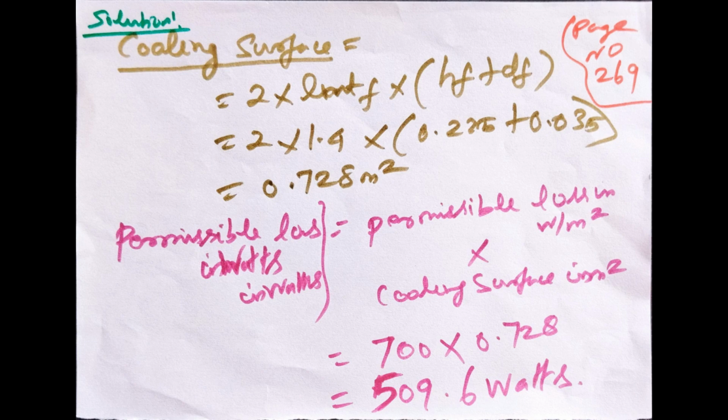Continuation of solution. Cooling surface is equal to 2 into LMTF and bracket of HF plus DF. 2 into 1.4 into 0.235 plus 0.035 is equal to 0.728 meter square, that is the cooling surface. Permissible loss in watts is equal to permissible loss in watts per meter square into cooling surface in meter square, that is 700 into 0.728 is equal to 509.6 watts.